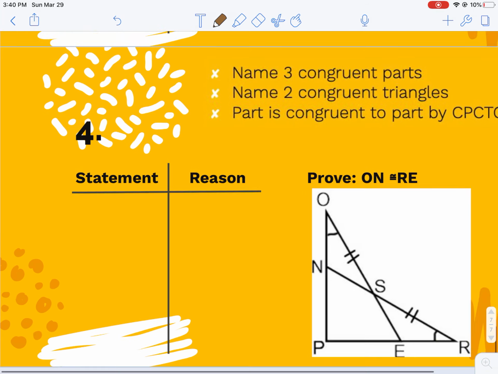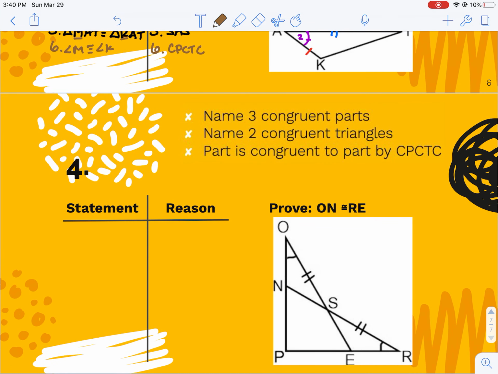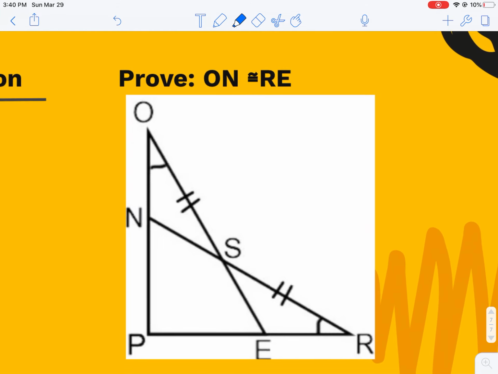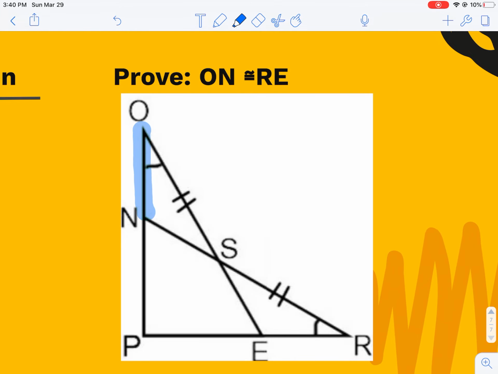All right, the last proof we'll do together, we're trying to prove ON is congruent to RE. That's these 2 sides. So some of us are tempted to use the great big triangles, which is something we've done quite a bit in the past. But ON and ER aren't entire parts of those triangles. They're within those big triangles, but they're not an entire side. Okay, they're part of a side. So I need to pick triangles that have ON and RE as the whole side of the triangle.